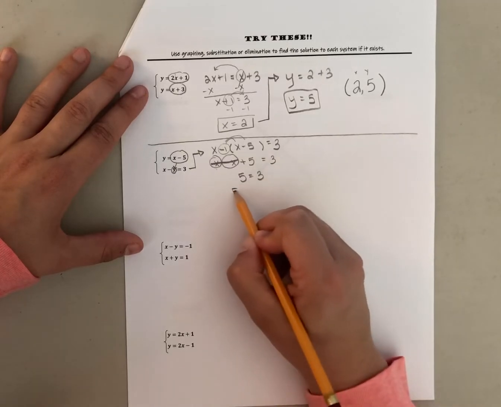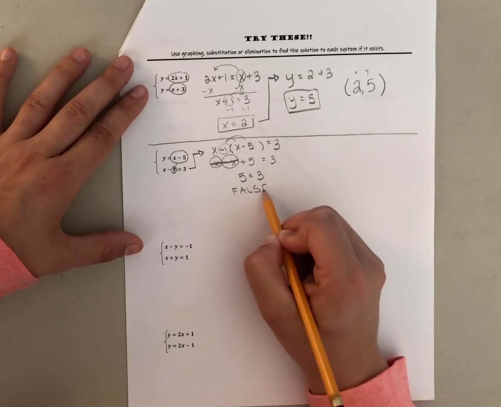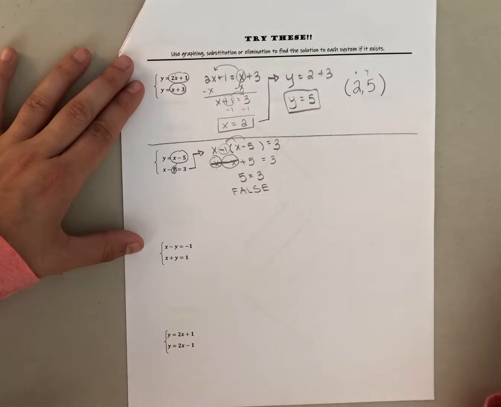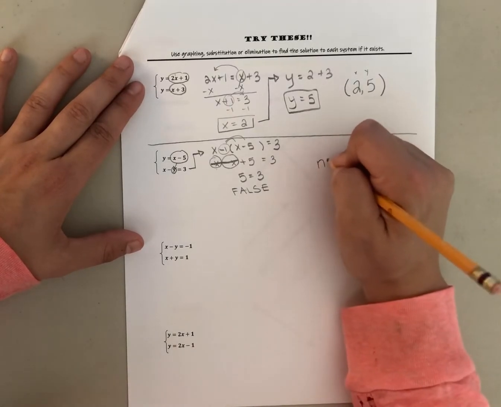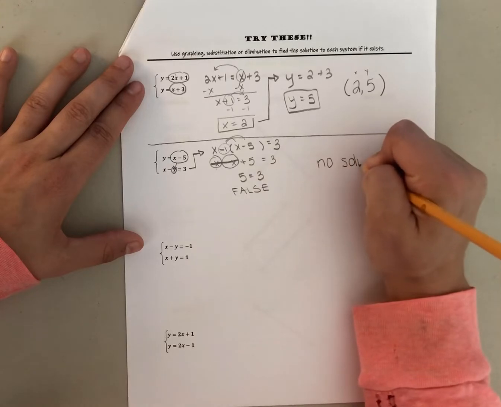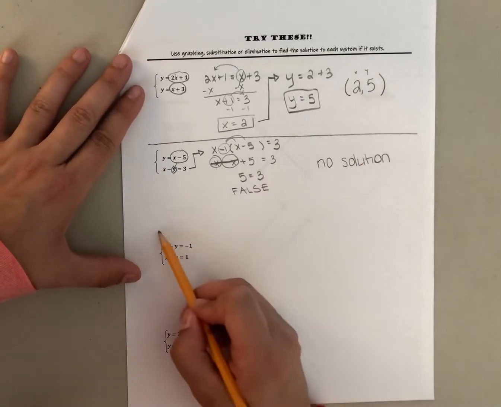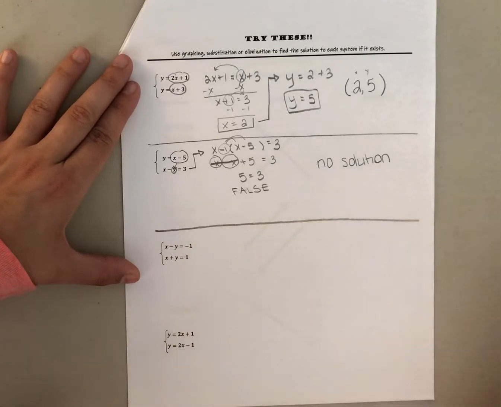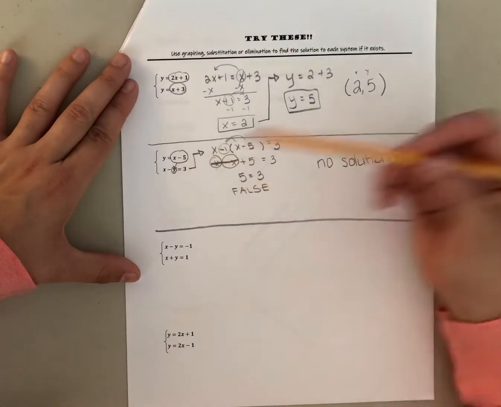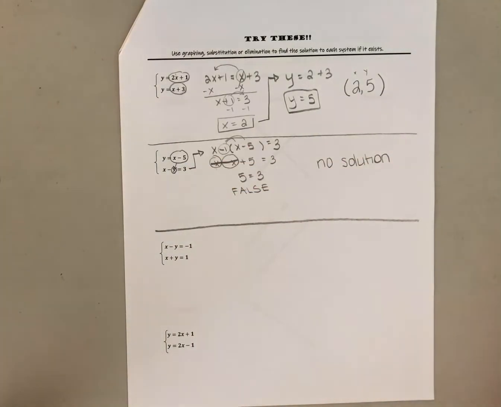Now, this is a false statement. So my variables canceled out, and I was left with a false statement, which means there is no solution. So if I were to graph these on a coordinate plane, they would be parallel. I could also solve for y and look at the slopes and see if they were parallel. What I want to do right now is plot both of these on Desmos so we can check our answers.